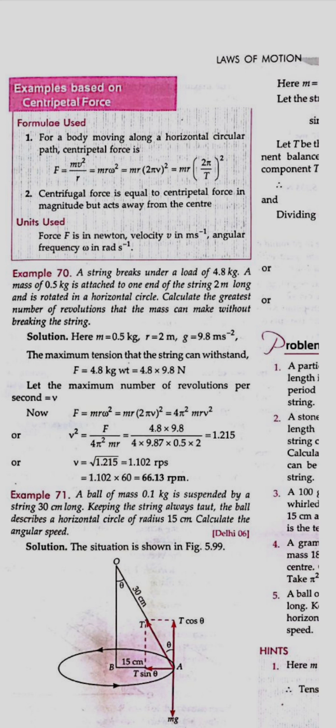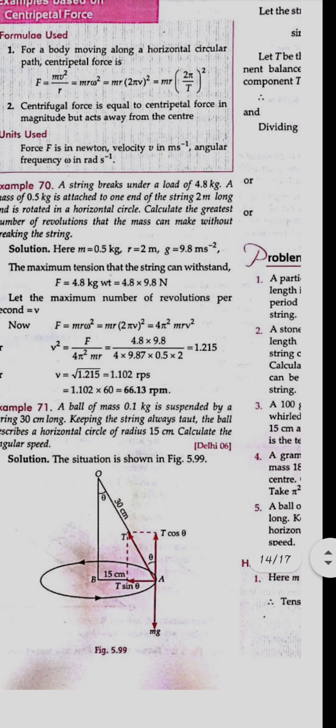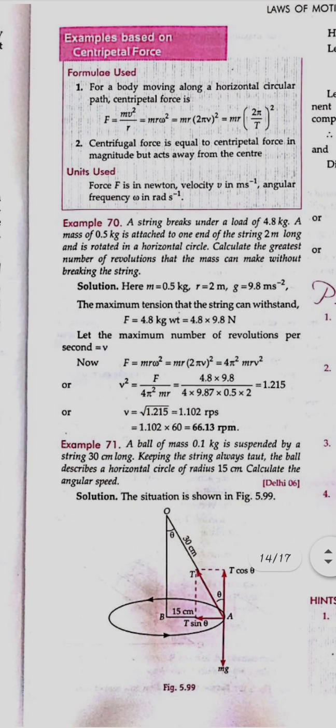So from here we can find nu's value, that is 1.102 revolutions per second. So it is the unit for the frequency. We can write it as hertz also, but here it is the number of revolutions per second, because the question asks to calculate the greatest number of revolutions. So the number of revolutions is given by the frequency, so we will be using the formula for frequency.